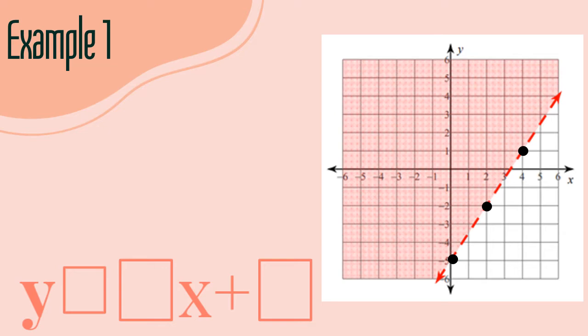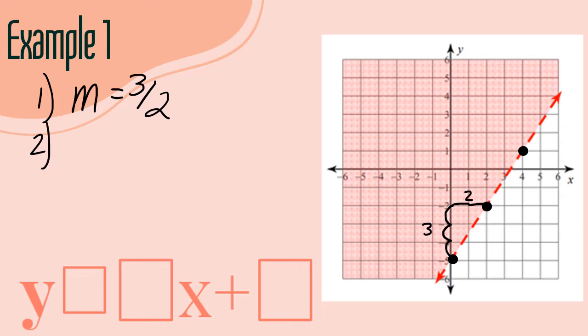So let's work our way through this example here. So first step, we want to determine our slope. So I need to count my rise over my run. I'm going to rise 1, 2, 3. I'm going to run 1, 2. So my m, my slope, is 3 over 2.